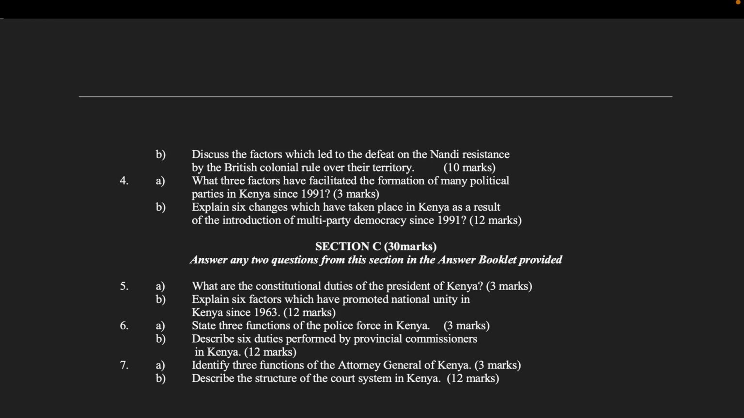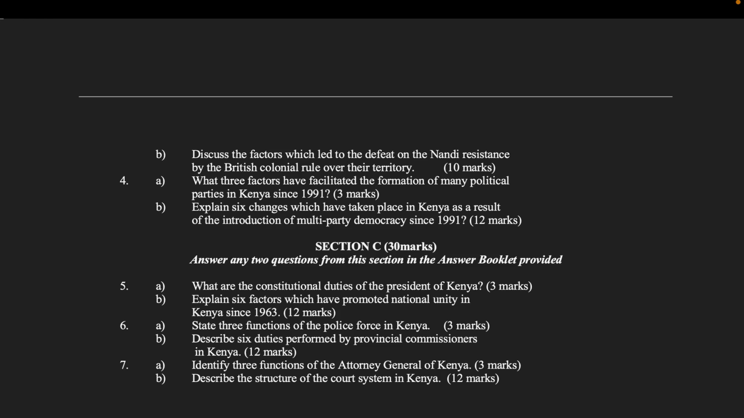Section C. 5a. What are the constitutional duties of the President of Kenya? The President is the head of government and chairs cabinet meetings. Opens Parliament at the start of every session. Prorogues Parliament. Commander-in-chief of the armed forces. Receives credentials from foreign envoys accredited to Kenya. Appoints senior civil servants, and dismisses cabinet ministers and nominated MPs.